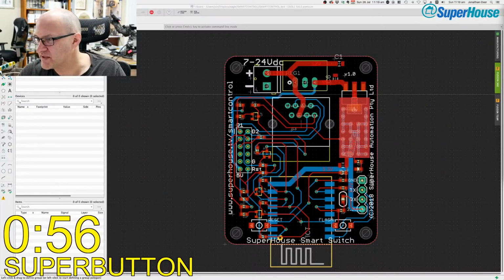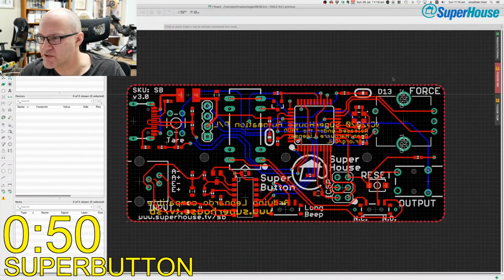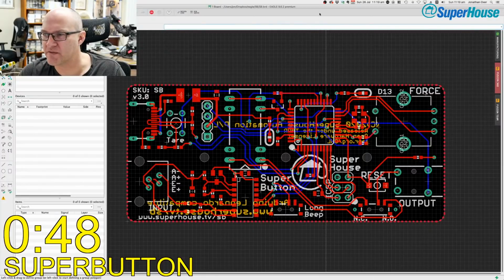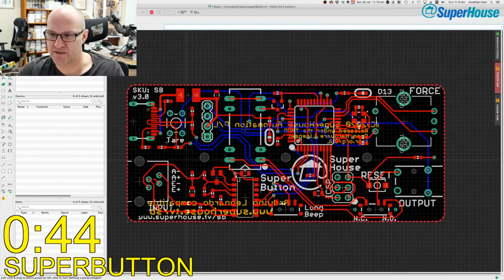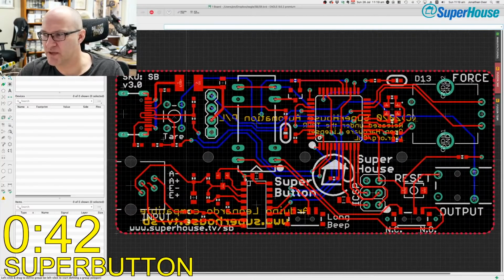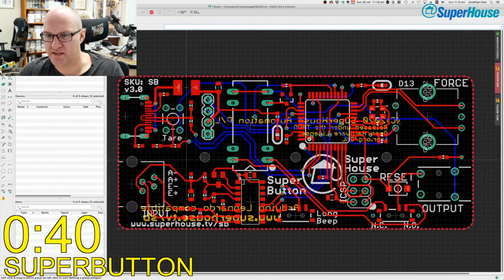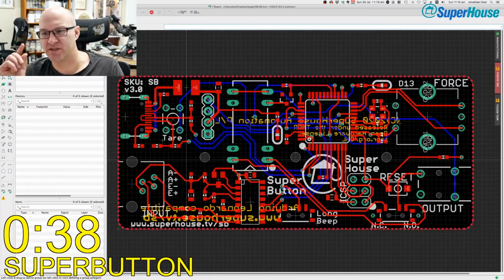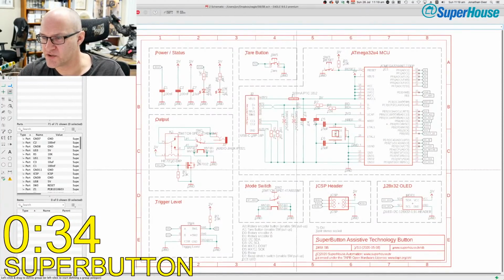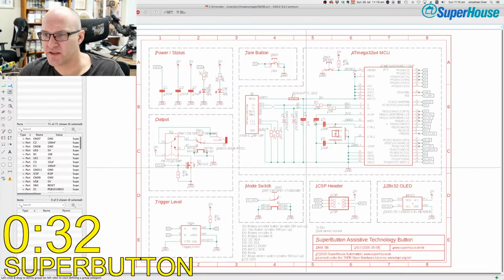Super button, is that where it is? Yes. Not even sure if this is the most recent version because I've just been moving projects around. No, yes, this is the most recent version. This is a nurse call button that uses a load cell so that the force that is required to activate it can be changed to suit the individual user.